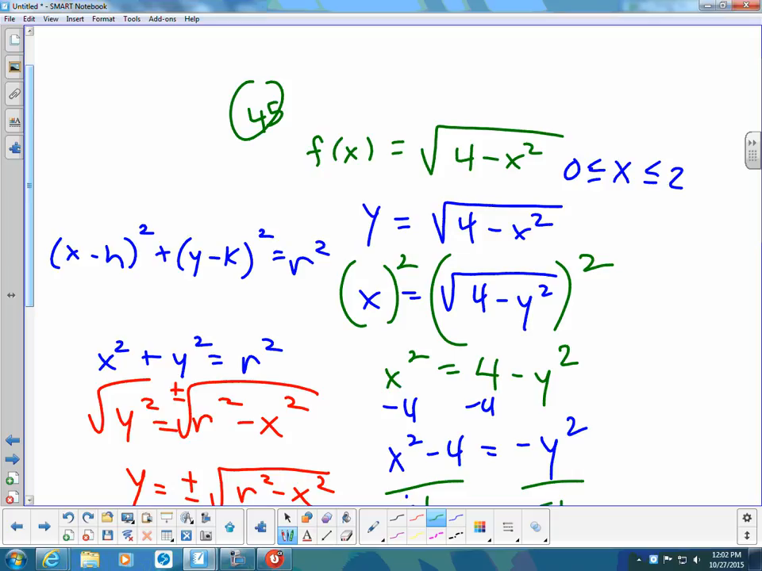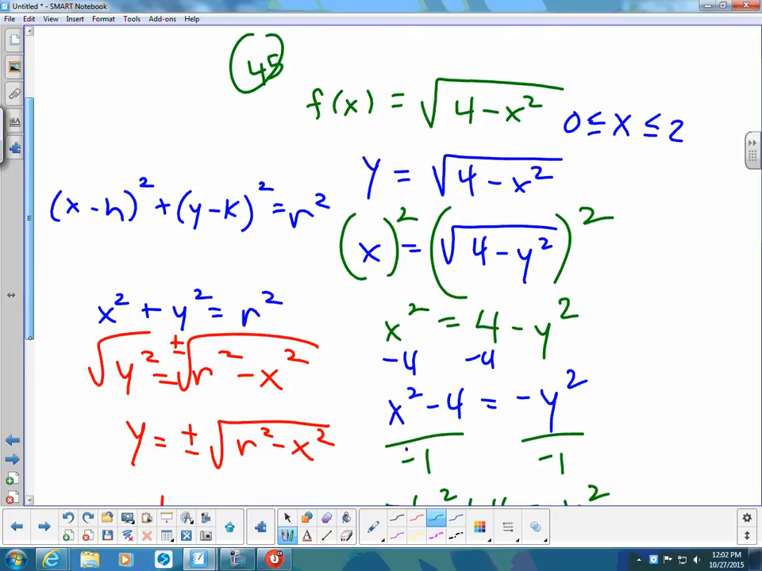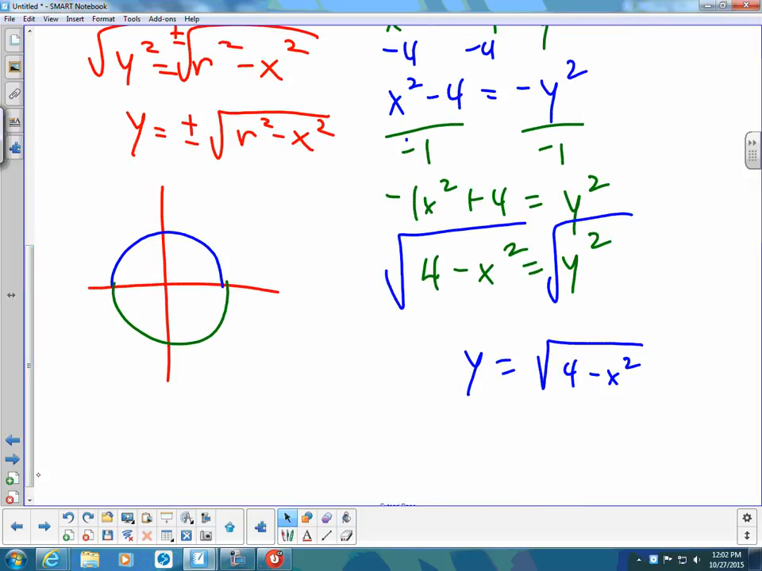Did they have to limit it? If they had only given us the top half without the limiting, could we have found the inverse of this, and would the inverse have been a function? No, it would not, because it fails the what? Horizontal line test. So that's why they had to limit it from 0 to 2. They could have limited it from -2 to 0, but then it wouldn't have been its own inverse. You know what I'm talking about?